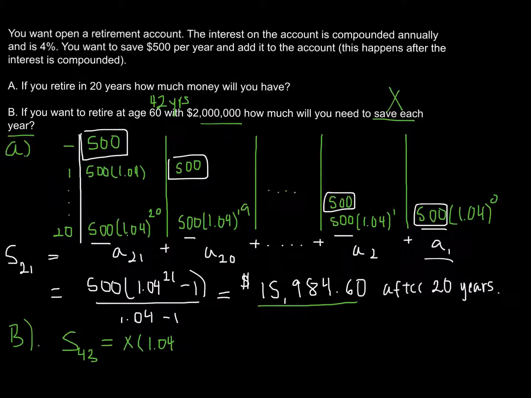Accruing 4% for 43 years, or 42 years, which means I'm raising it to the 43rd power, minus 1, divided by 1.04 minus 1. And what does this need to equal? Well, you want this to equal $2 million. So what you need to do now is go through and solve for X here.